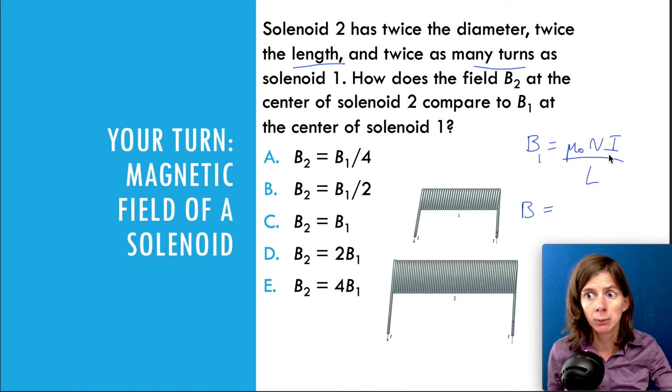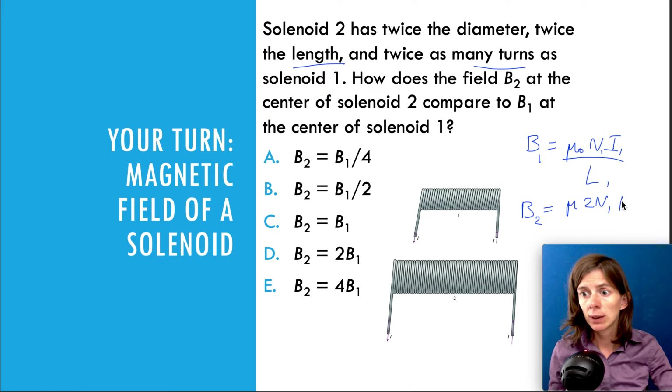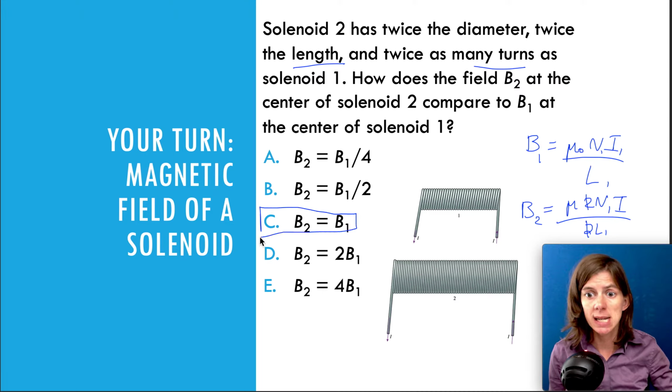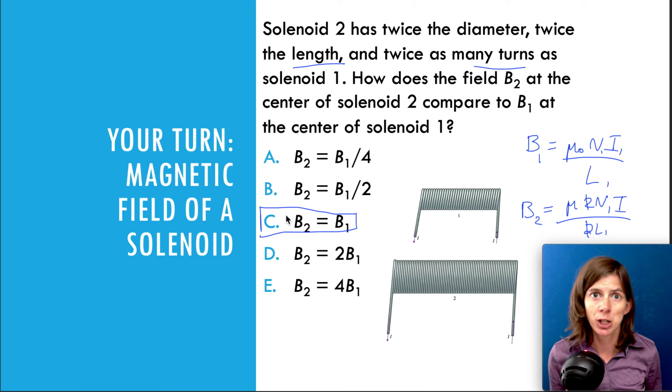So this would be B1, with N1, I1, and L1. B2 is going to have twice the number of turns, 2 N1. It's going to have the same current, but it's also going to have twice the length, 2 L1. So what happens? The 2's cancel out, and you end up with the exact same field as number 1. So the answer is C. It's just a matter of plugging in each variable, seeing what happens to each one, and then doing some algebra to see what it simplifies down to.